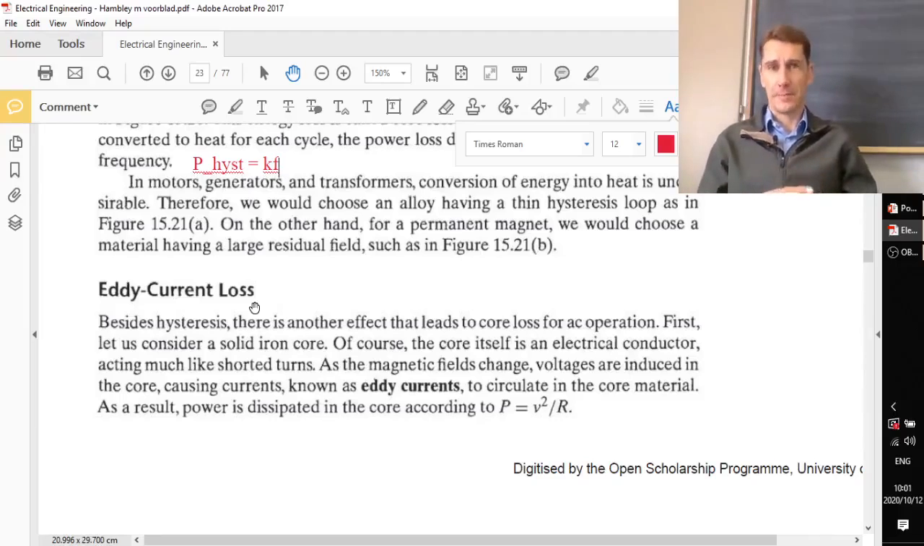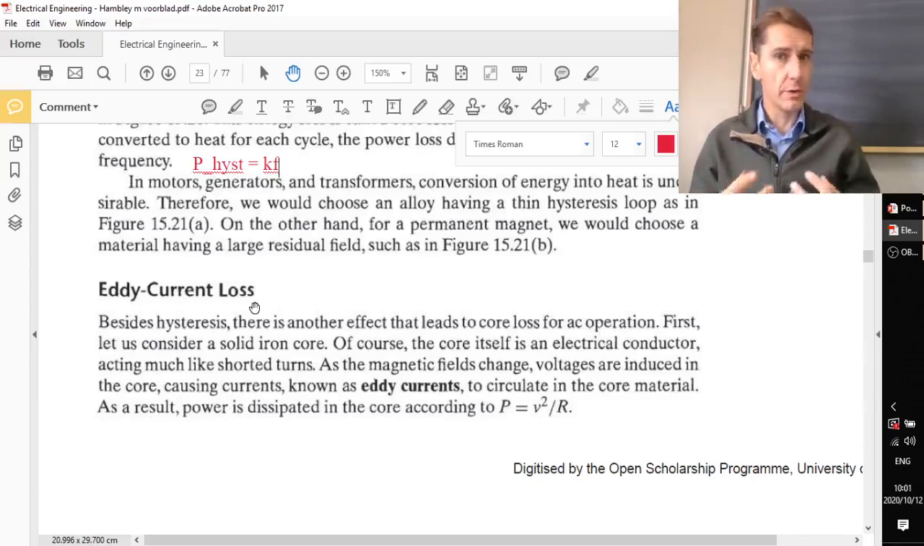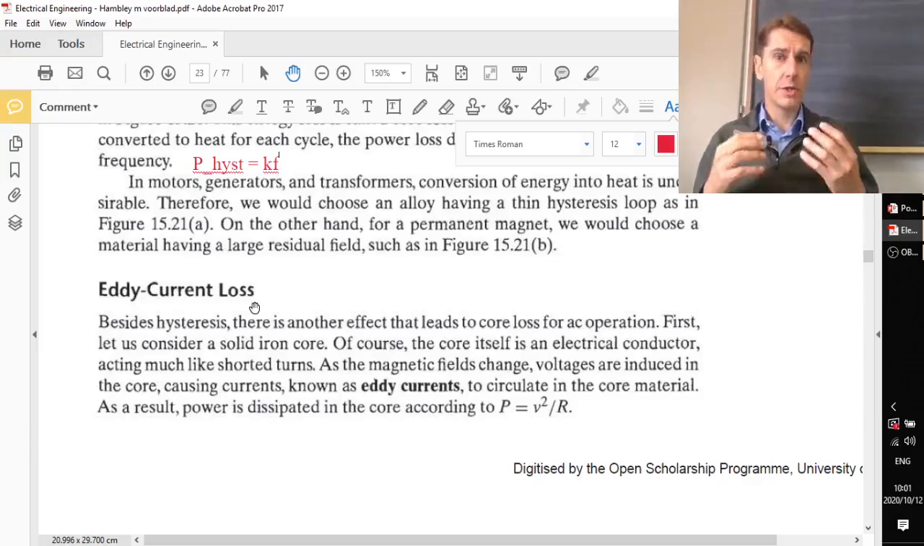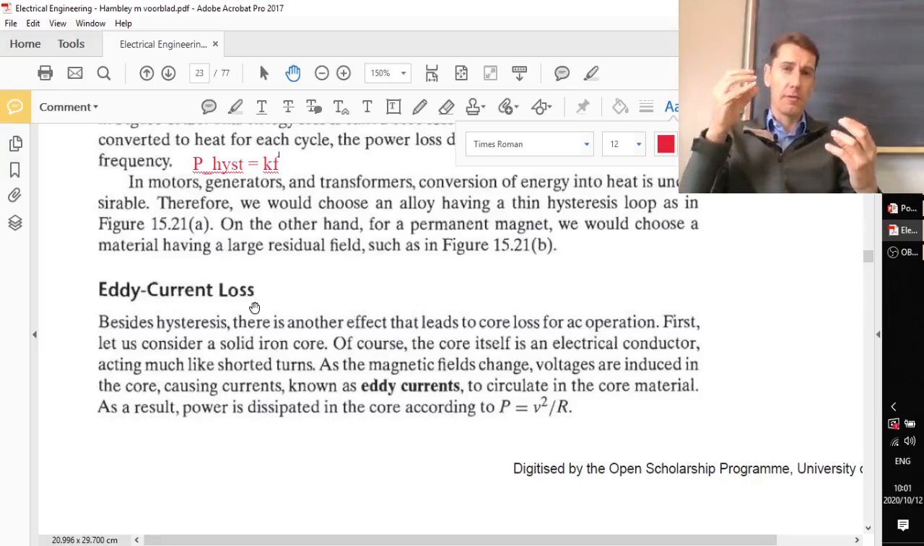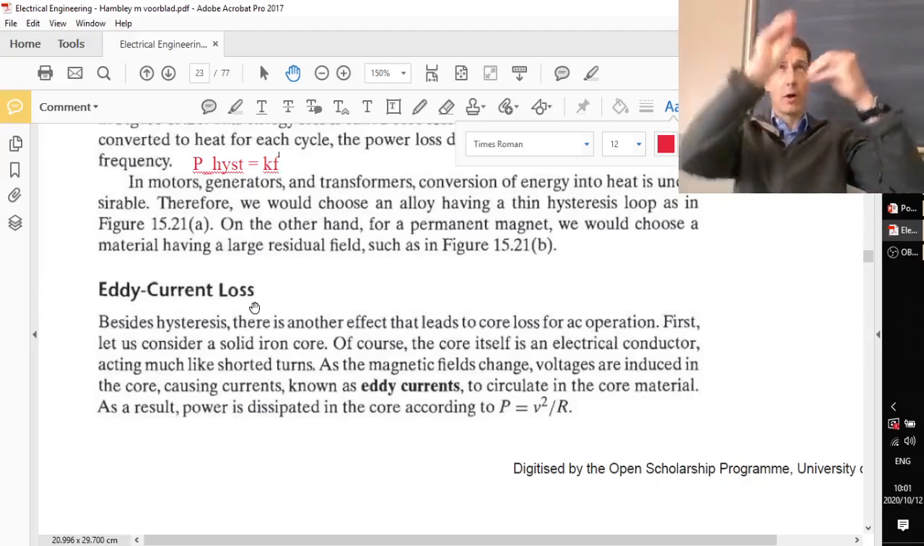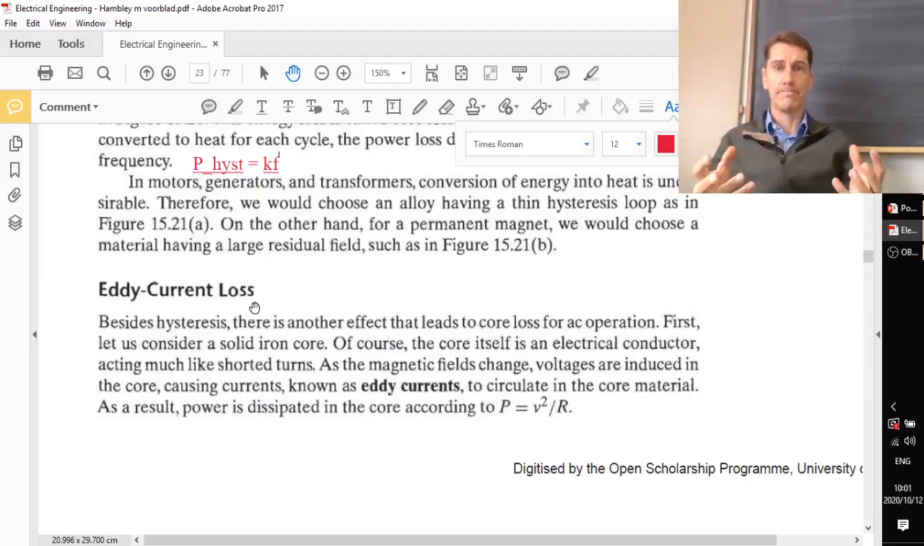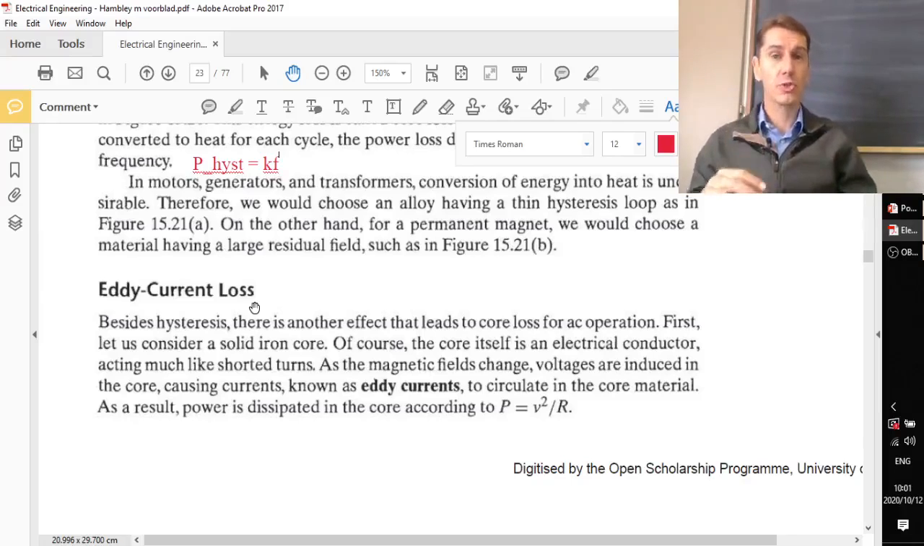So your core can conduct, and what you're doing in your core is creating a changing flux. So you are inducing voltages in your core material through Faraday's law. Those voltages in the core aren't the same everywhere. You've got a higher voltage here, lower voltage there. And what's going to happen? If you've got a potential difference between two points, current. You're going to have currents flowing in the core, but according to Lenz's law, that flow of current will try and oppose the change of flux. So you actually get circulating currents.